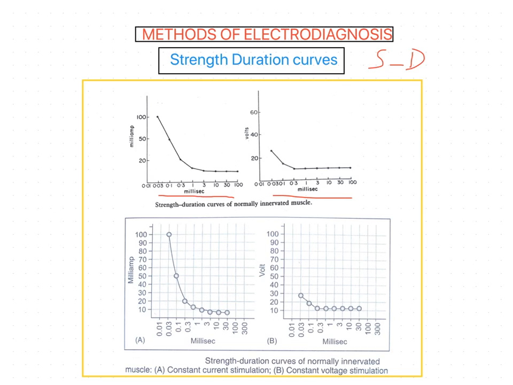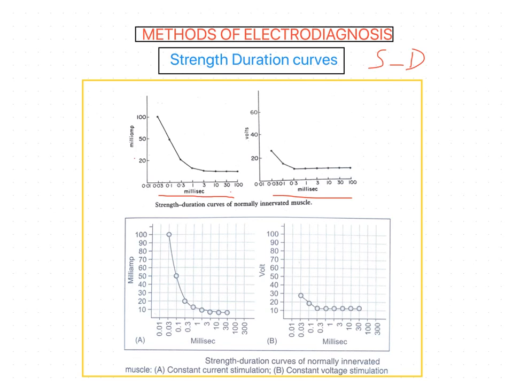The curves obtained in the SD curve have a characteristic shape which varies slightly depending on whether a constant current or a constant voltage stimulator is used. If you see the graph, on the x-axis you have the duration, and on the y-axis you have the current, that is strength or intensity, in milliamperes.